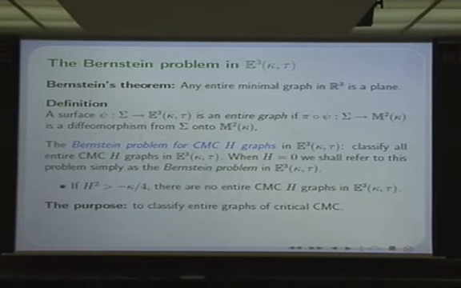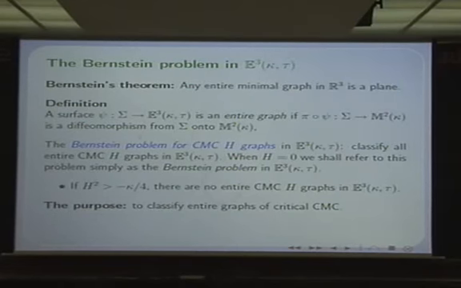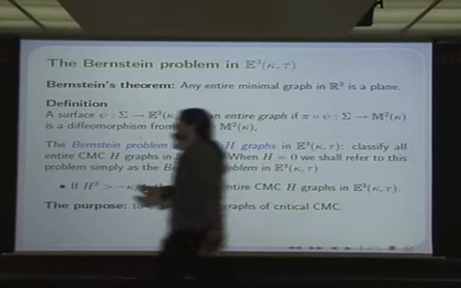Well, to be honest, you would need to say that if you are in S2 cross R or in Berger spheres, the entire graphs are slices. So you have to consider that case, but they are trivial examples. You can more or less say that there are no entire graphs here. Why is that? This is so just because of the maximum principle with respect to spheres.